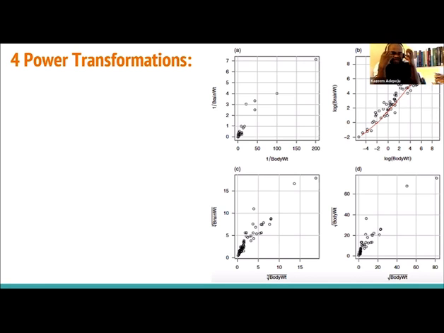And let me argue this with you critically. The reason why the log transformation actually works is because the Asian elephant and the African elephant are heavy in weight.